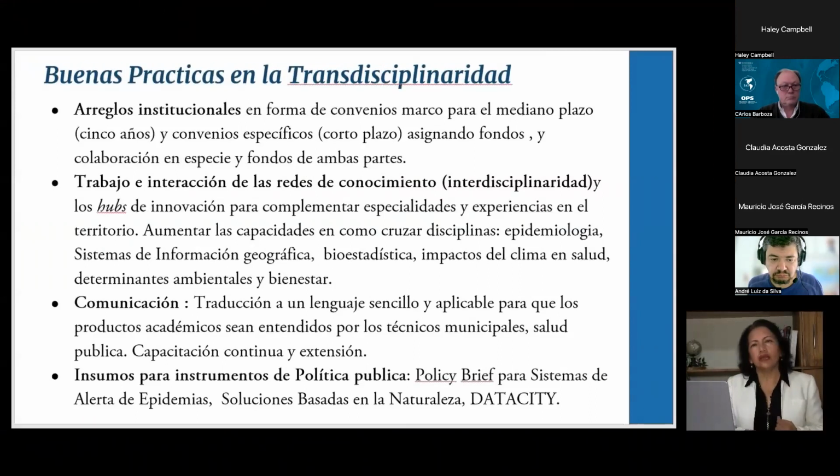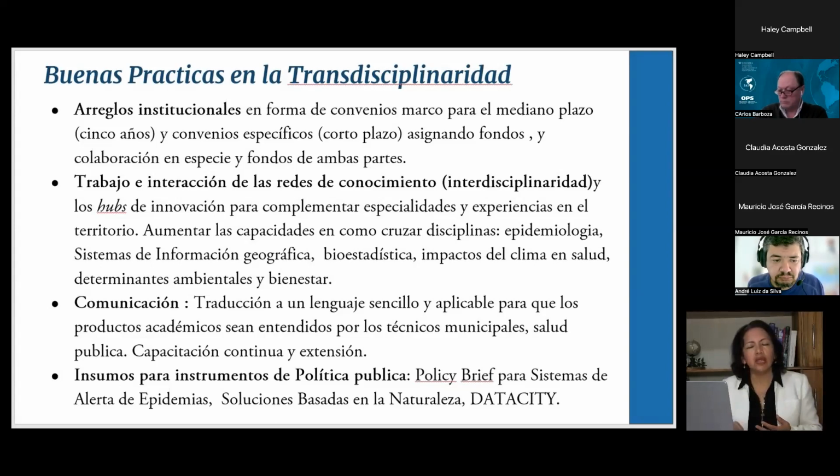The first one is institutional arrangements. For us, it was very important to have some sort of framework agreement for the middle term and specific agreements in the short term, where we establish what we're going to do, how we're going to do it. This provides clarity and also helps us develop dynamic exchanges and even camaraderie in our work.